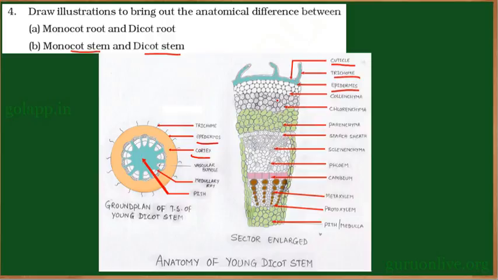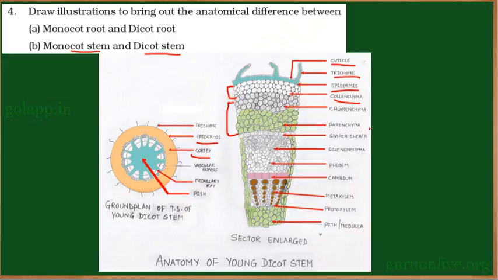Now below the epidermis there is a layer of collenchyma cells. This region is called hypodermis. So hypodermis is made up of collenchyma cells. They are 2 to 3 layers present just below the epidermis. They provide mechanical support to the stem. Now the cortex, so from here the cortex starts. The cortex is made up of 2 types of cells.